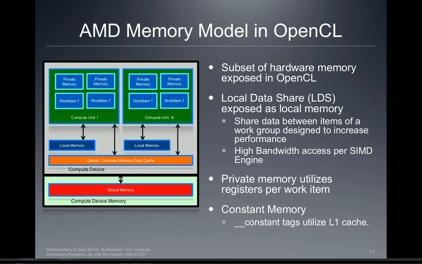So this memory model is mapped to the OpenCL memory model. A subset of the hardware memory that I've shown you here is exposed in OpenCL. That means the local data share is exposed as local memory. So whenever you write local in your OpenCL kernel, you use this local data share. You can share your data between items of a work group, and this is designed to increase performance. This local data share is quite fast. Also, private memory utilizes registers for each work item, and the constant memory utilizes the level 1 cache.